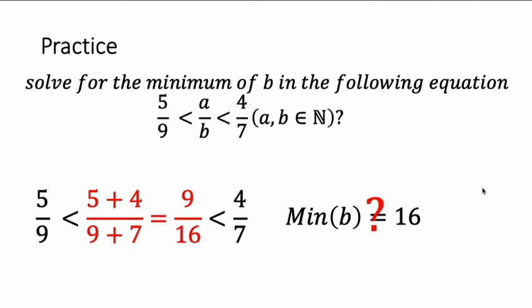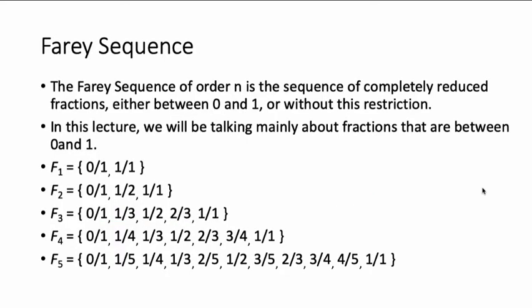So to answer this question, we have to talk about another thing called the Farey sequence. The Farey sequence of order n is a sequence of completely reduced fractions, either between 0 and 1 or without this restriction. In this lecture, we'll be mainly talking about fractions that are between 0 and 1. Let's look at some examples. So f1 will be 0 over 1 and 1 over 1. Remind you that Farey sequences are in ascending order.